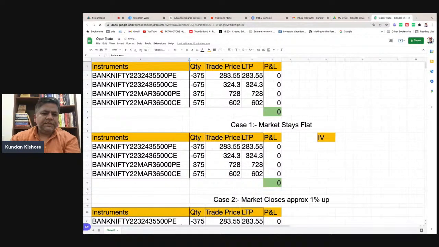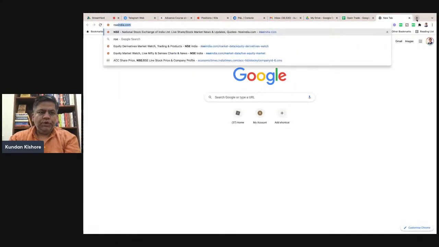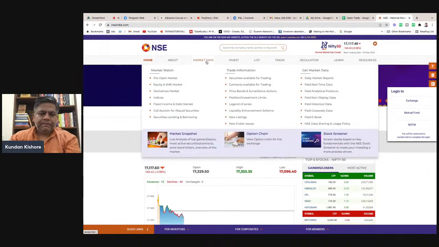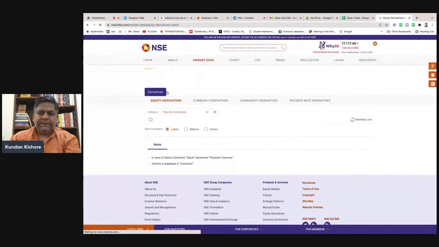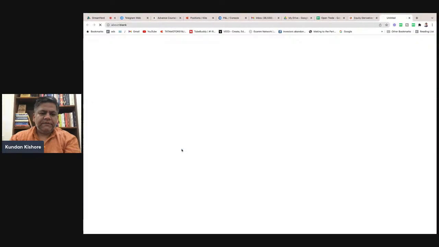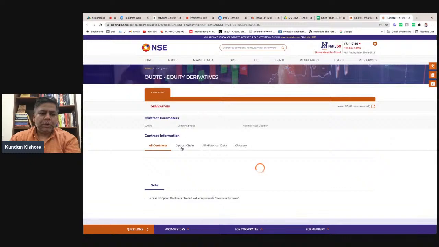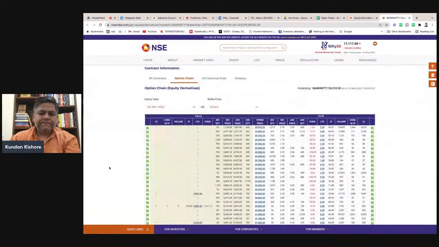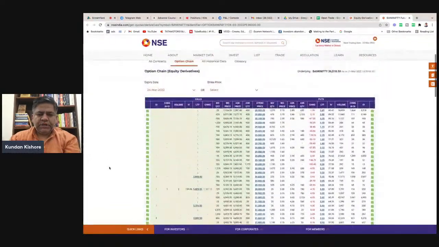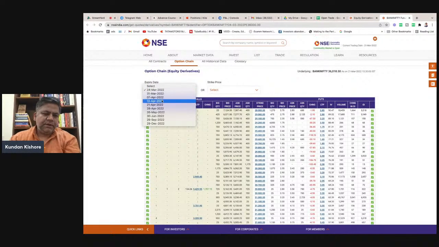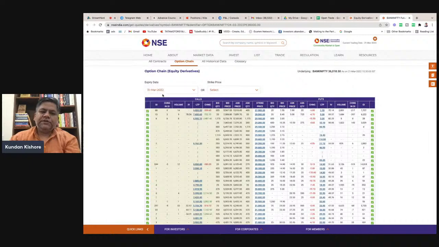So what I have done is, I have bought month end call and put both in the same quantity, and have sold this week expiry call and put. So if you go to NSE website, market data, derivative market, go to Bank Nifty, option chain. In this option chain, you can see that this is the coming expiry this Thursday itself, 3 days from here, and the month end expiry is on 31st March.